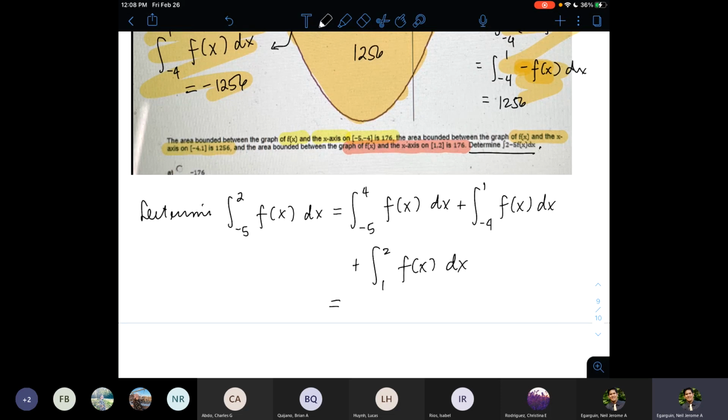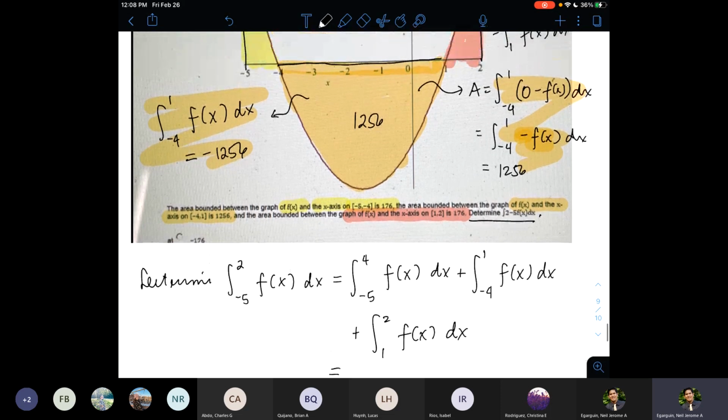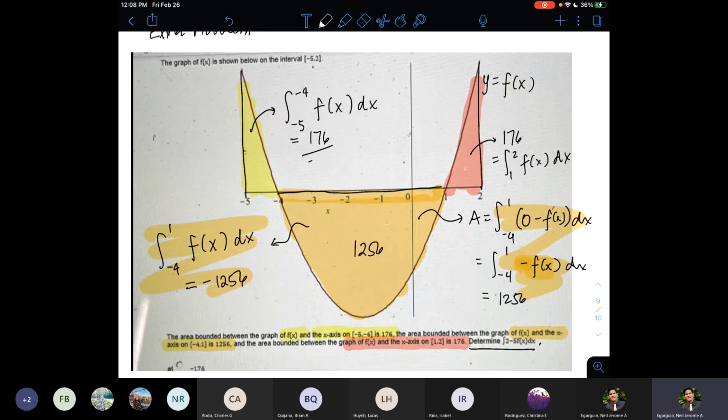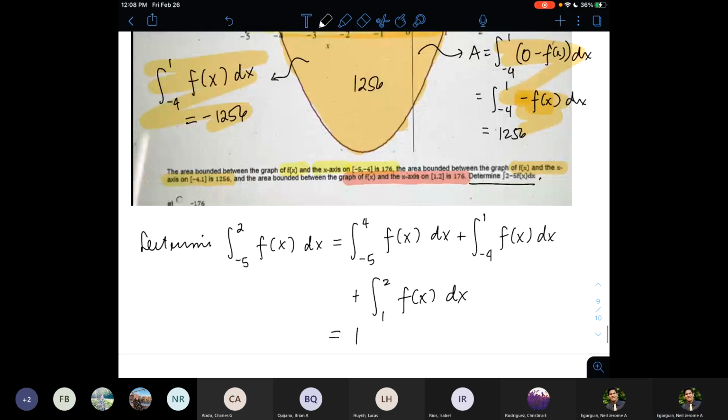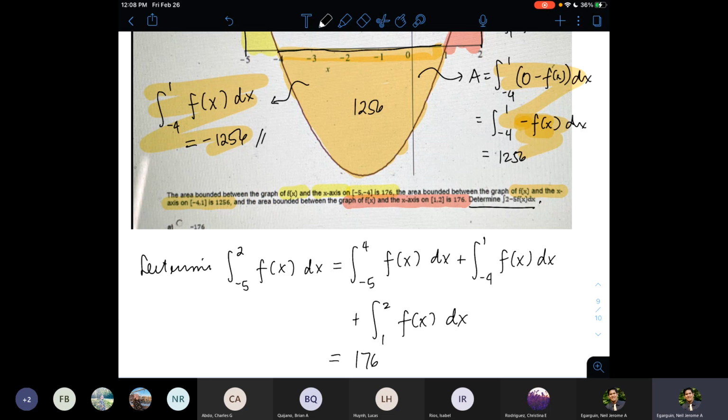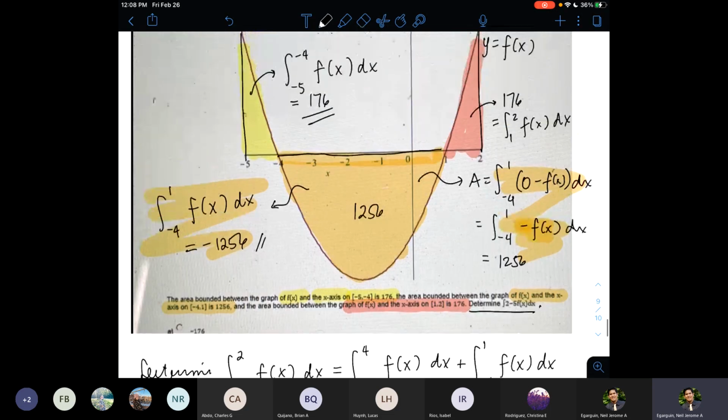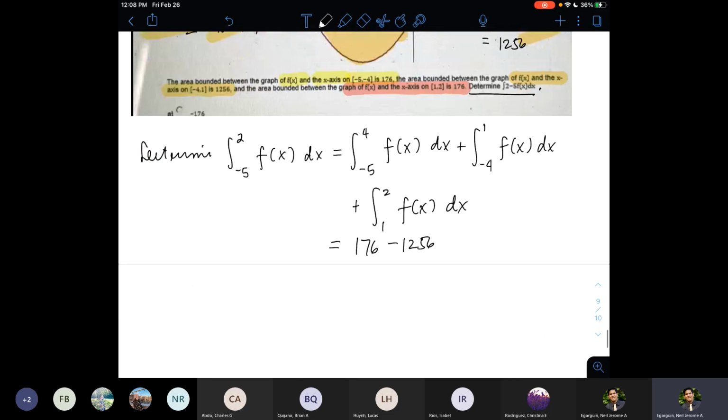And then we plug in the info from the problem. Well, from -5 to -4, we were told it's 176. And then from -4 to 1, we know it's -1256. And from 1 to 2, we know it's another 176. So this would be what? 352 minus 1256, if I'm not mistaken.